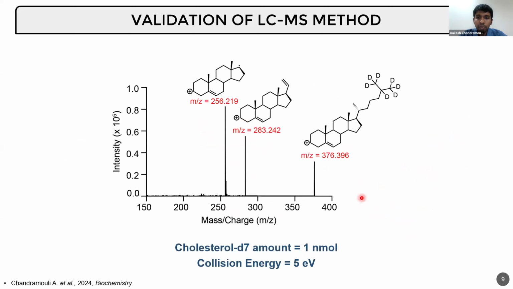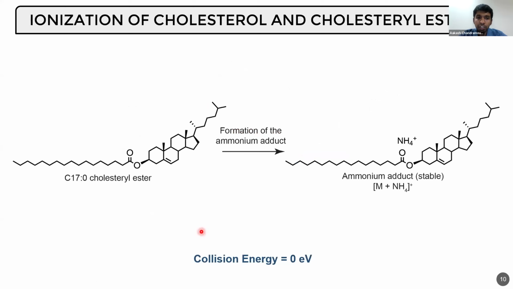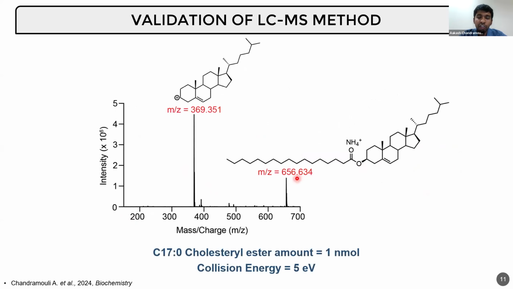Similarly, for cholesterol esters, without application of collision energy, the ammonium adducts that are formed are pretty stable and are detected as precursor ions. With the application of collision energy, the fatty acid chain breaks off to form a dehydrated cholesterol, which yields a fragment at 369, which forms a signature fragment of all the different cholesterol ester species.